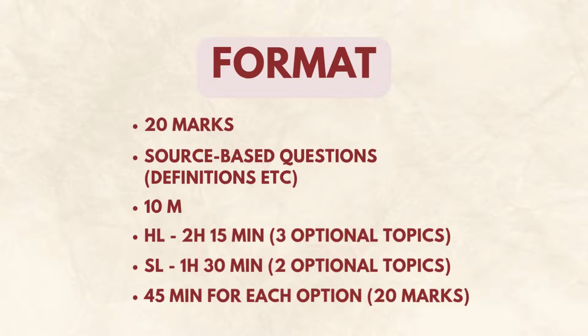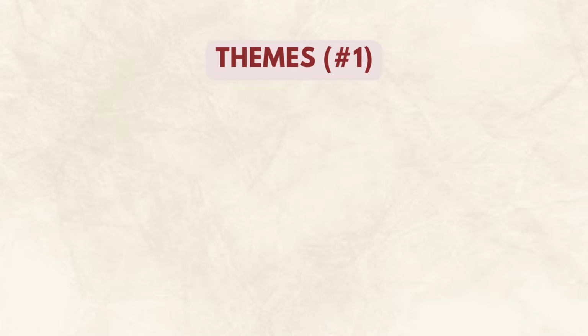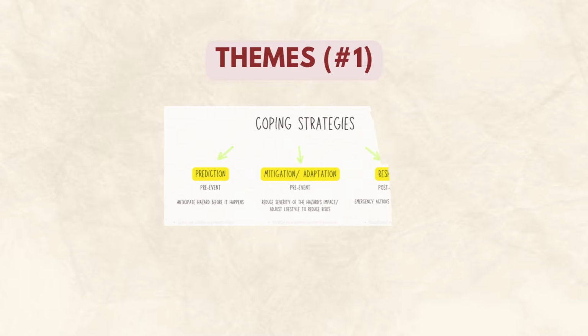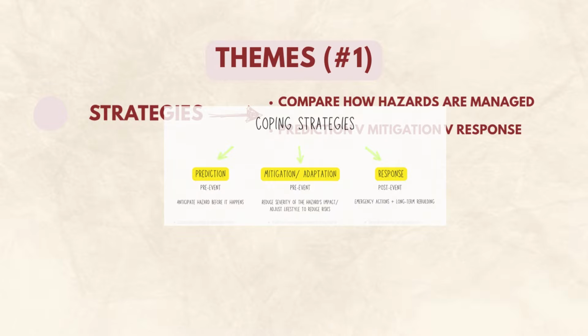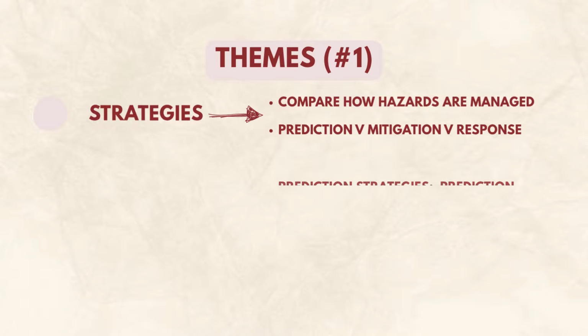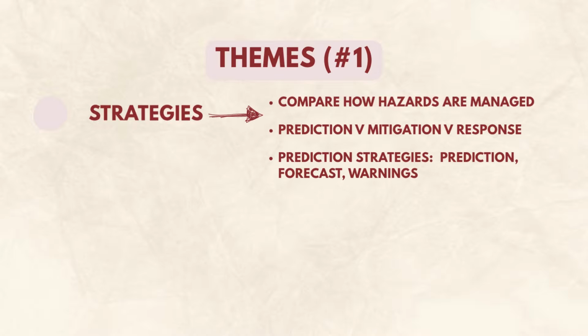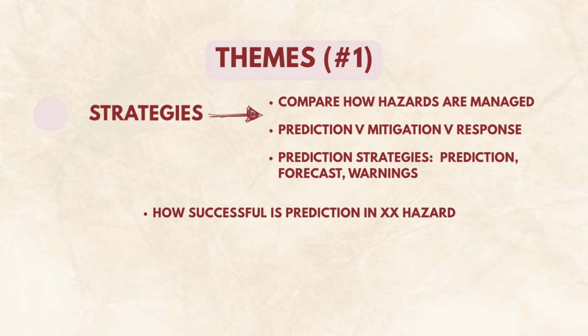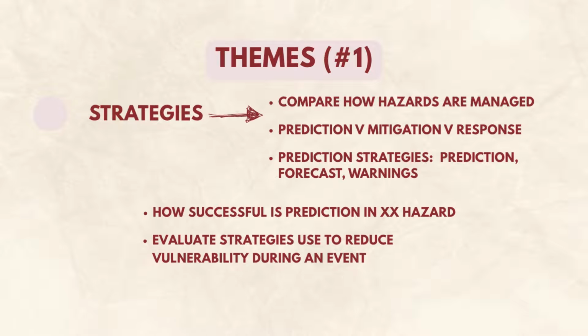When I look at the 10 markers in the past papers, 2 themes come up again and again. Theme 1, management strategies. You'll often be asked to compare how hazards are managed: prediction, mitigation, response. Prediction especially is huge. I counted at least 18 times it's come up, whether directly, like how successful is prediction in this hazard event, or indirectly, like evaluate the strategies used to reduce vulnerability during an event.